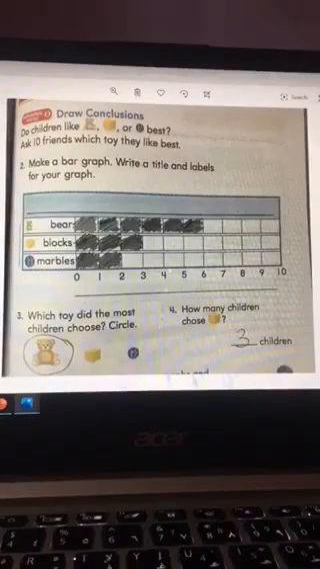This is another bar graph that I did about toys, okay? I also shaded in these boxes in order to make the bars. Let's answer the questions related to this bar graph. Which toy did the most children choose? Okay.